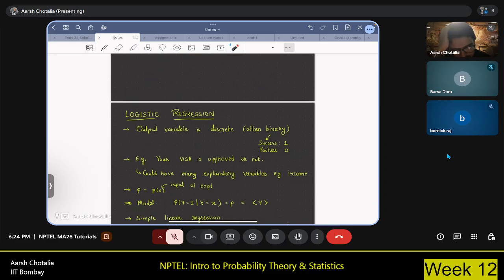Now comes logistic regression. The idea is that many times the situation is such that the output variable is not continuous, it's discrete, and often it's binary. So success or failure, on or off, anything. For example, your visa is approved or not, given your application. Now, it could depend on many explanatory variables, for example, your income.